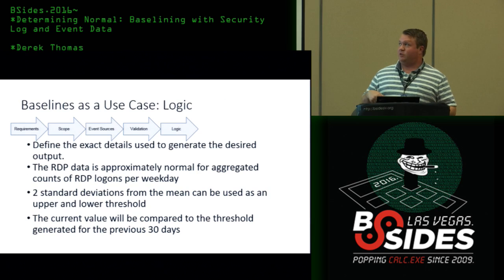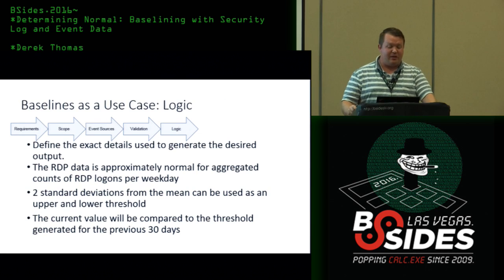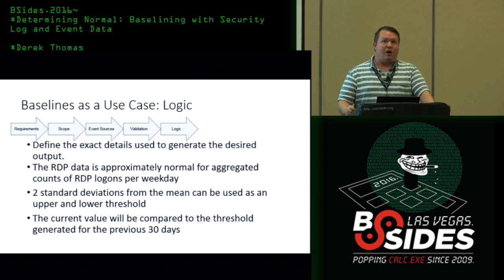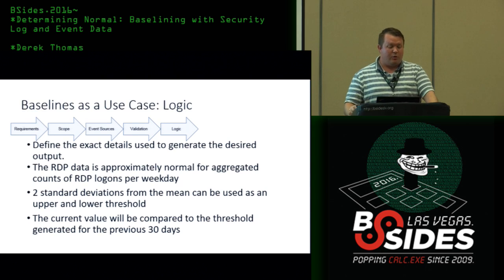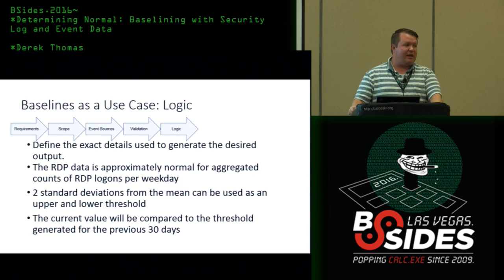So the point with creating thresholds is the logic section. We're going to find the exact details used to generate the desired output. So in the case of clearing logs, it'd just be that event. In our case, the quantities exceed or go below our thresholds. So for this, we're going to use 2 standard deviations. So 95% of the time, the data should be well within that range, and 5% will get an alert or some sort of alarm. So the actual logic will be, we're going to compare the current value for yesterday to the baseline that was generated from 30 days prior to that. And if that's above or below the data, we're going to send an alert, essentially.